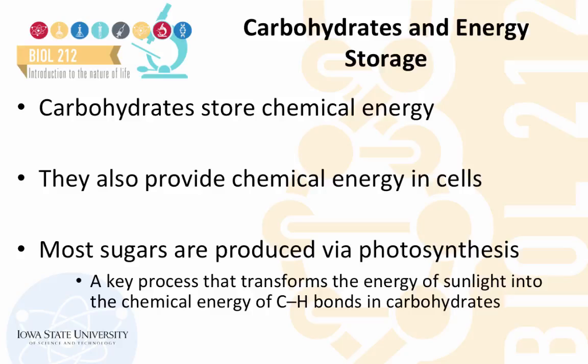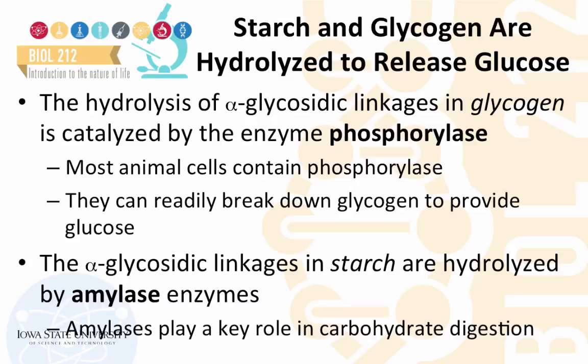Most sugars, which are components of carbohydrates, are produced via photosynthesis, which is a key process that transforms the energy of sunlight into the chemical energy of carbon and hydrogen bonds in carbohydrates. When cells need energy, starch and glycogen are hydrolyzed to release glucose units.